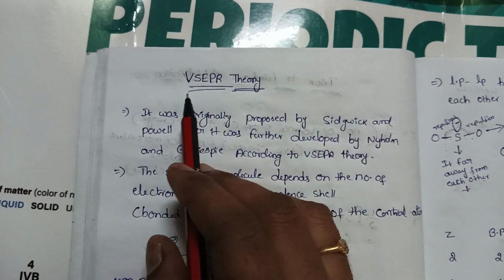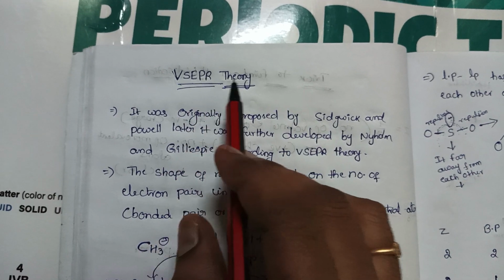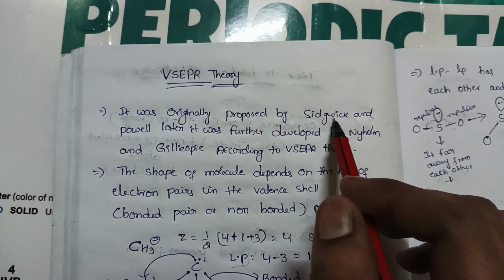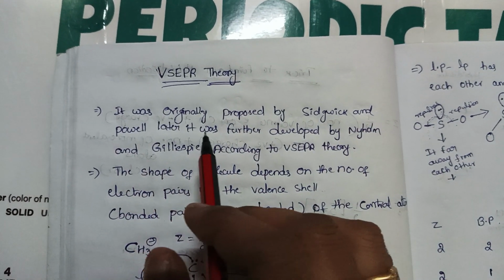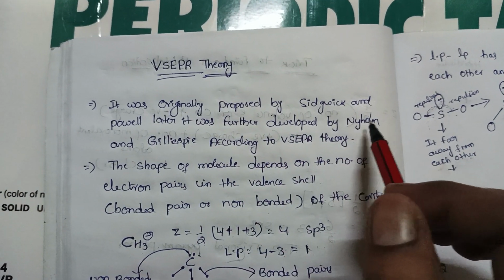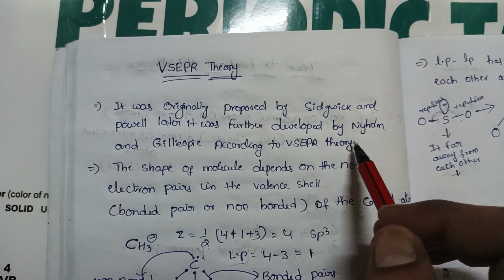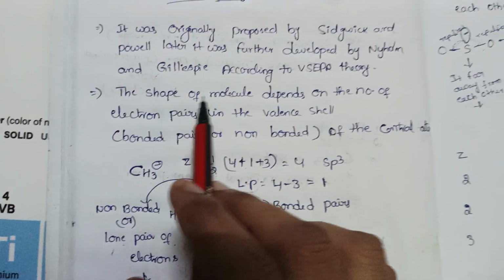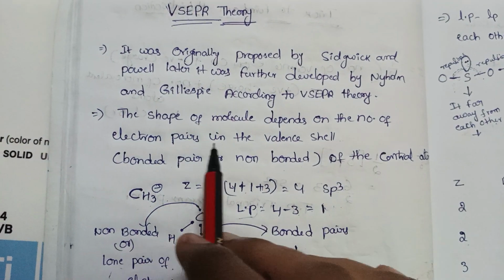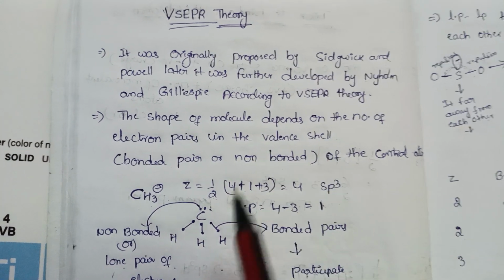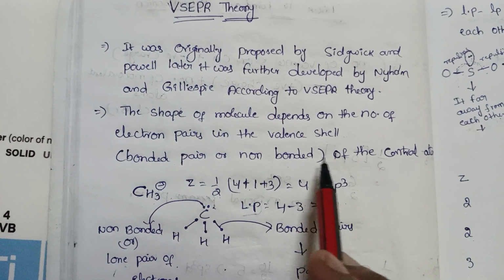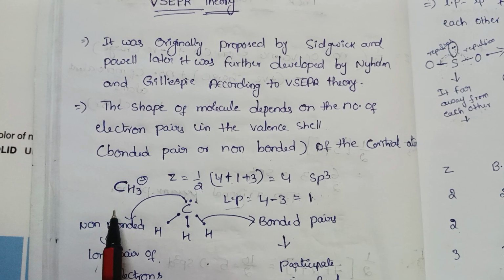Today we are going to discuss valence shell electron pair repulsion theory. It was proposed by Sidgwick and Powell, and later it was further developed by Nyholm and Gillespie. According to VSEPR theory, the shape of a molecule depends on the number of electron pairs in the valence shell, the bond pairs and non-bond pairs of the central atom.